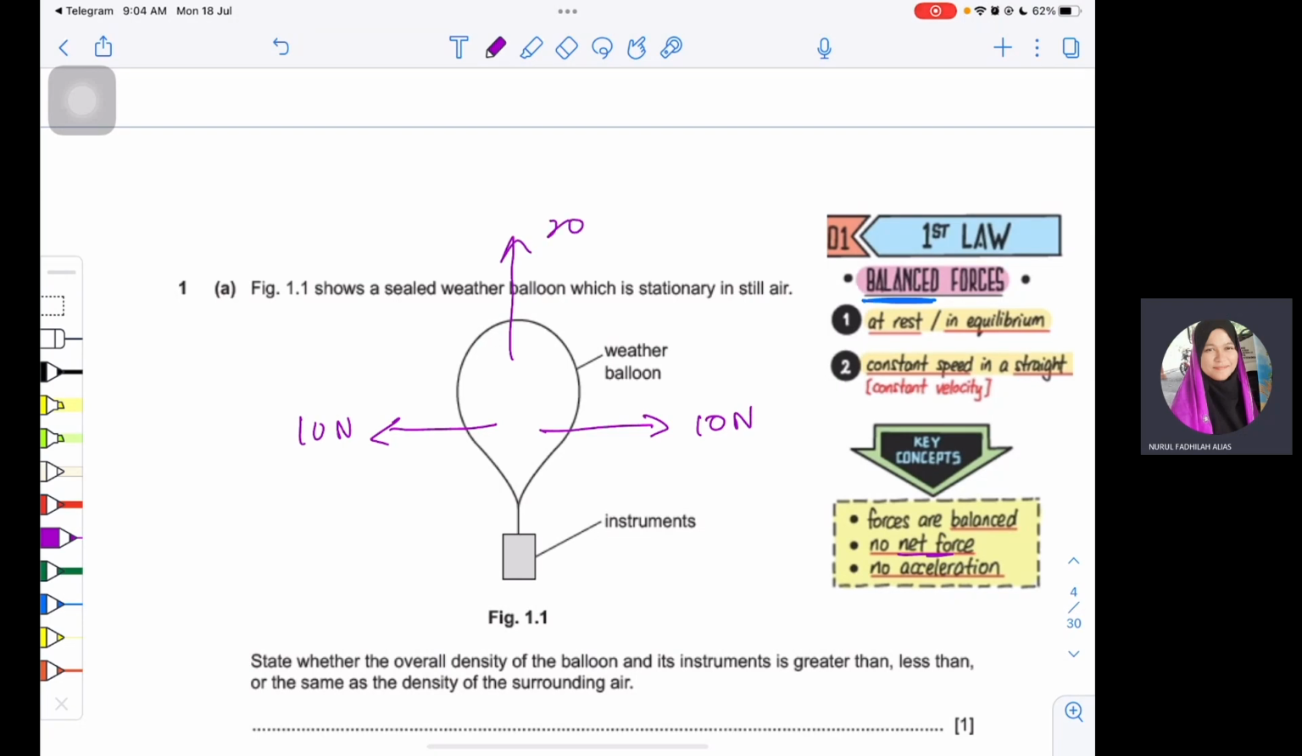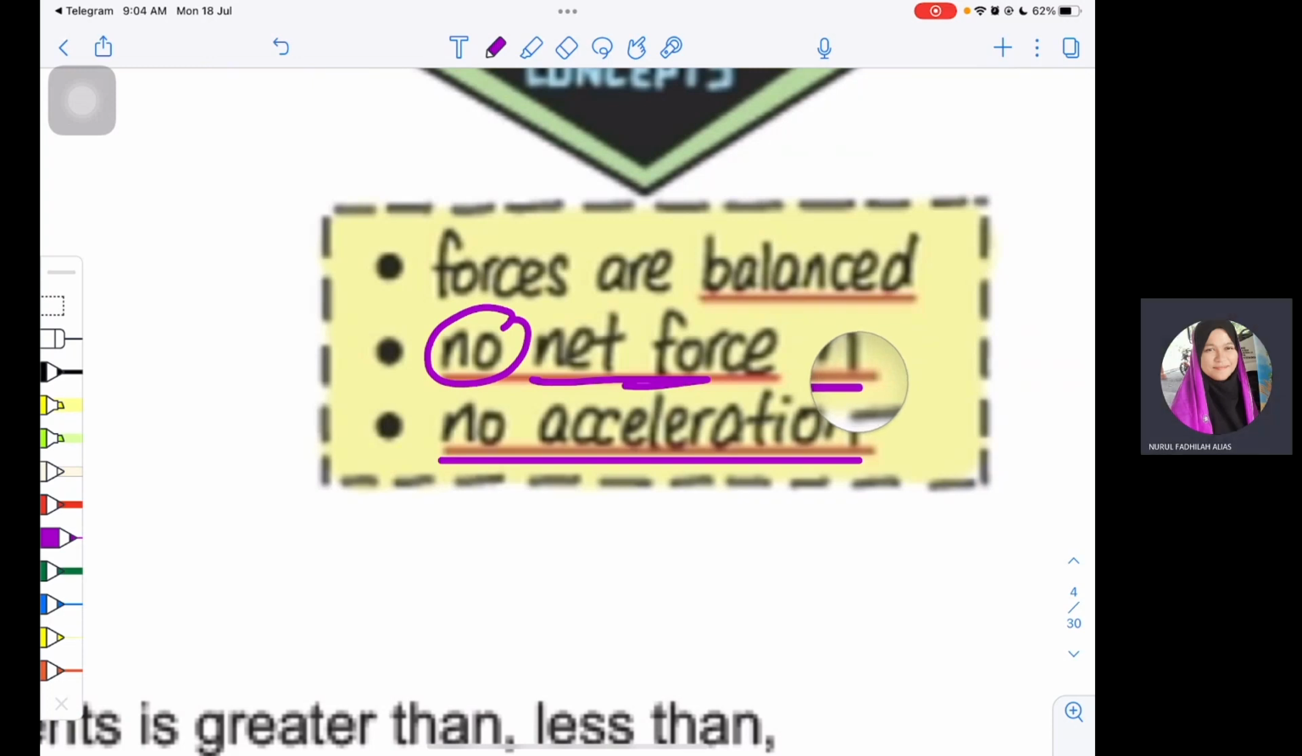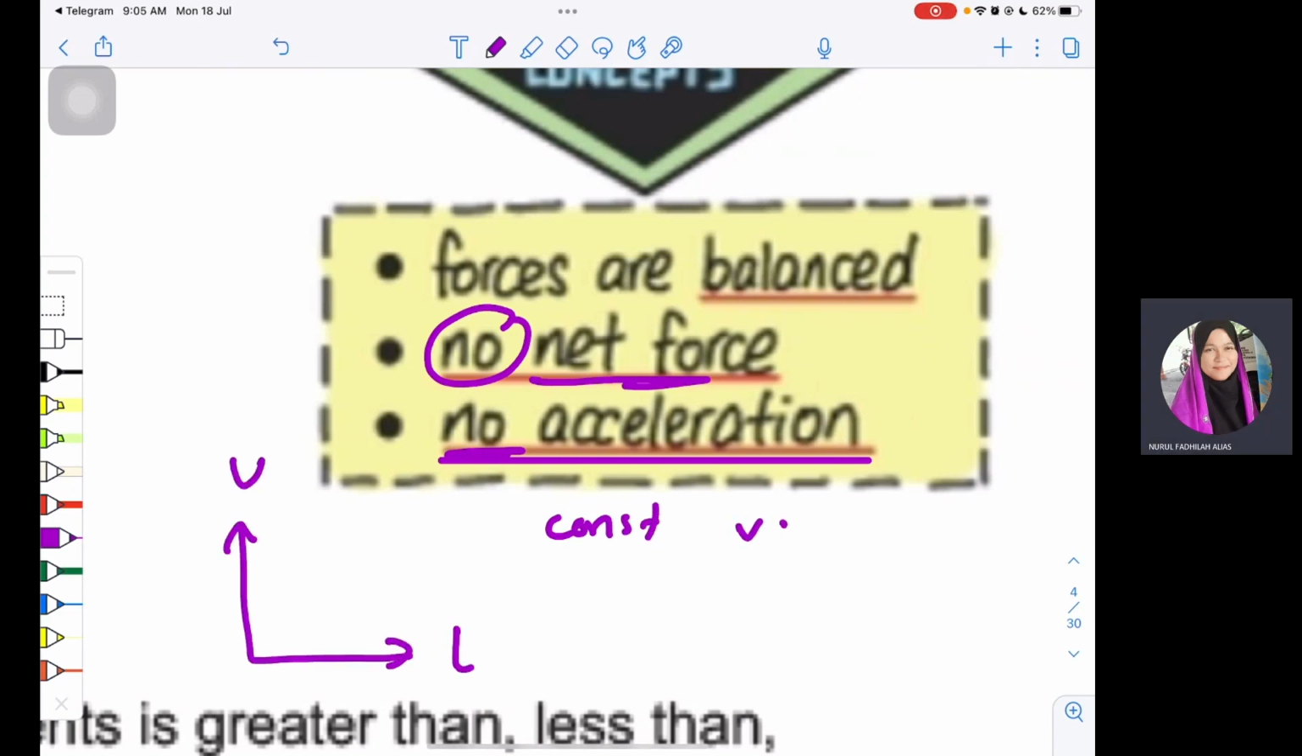Okay, 20 Newton minus 20 Newton 0 juga. So that is the meaning of no net force and no acceleration. It may move, it mungkin moving, but the movement is with constant V. Bila constant V, okay, bila constant V, this is the graph.